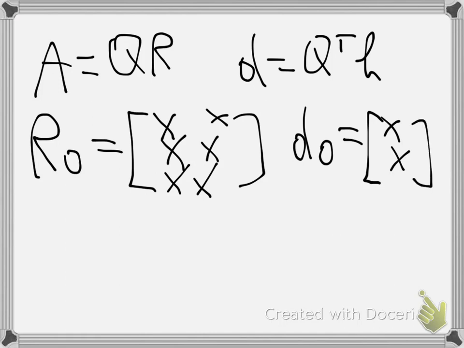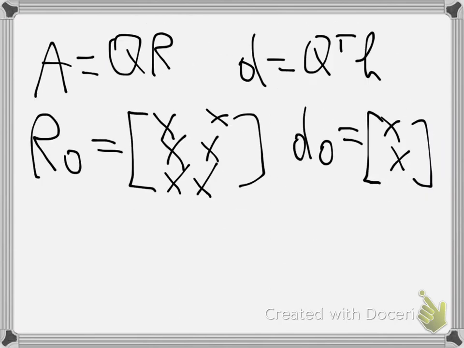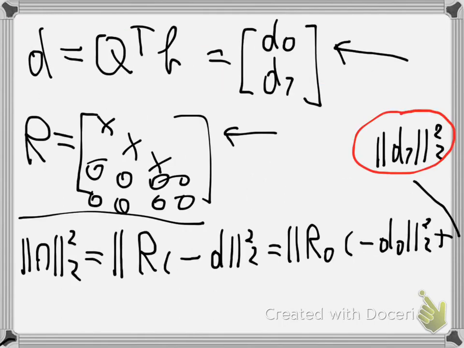And then to find the solution of the least squares problem, you will solve R0 C equals D0. C are the unknowns, the values you are searching for. And that will be the solution to your least squares problem.